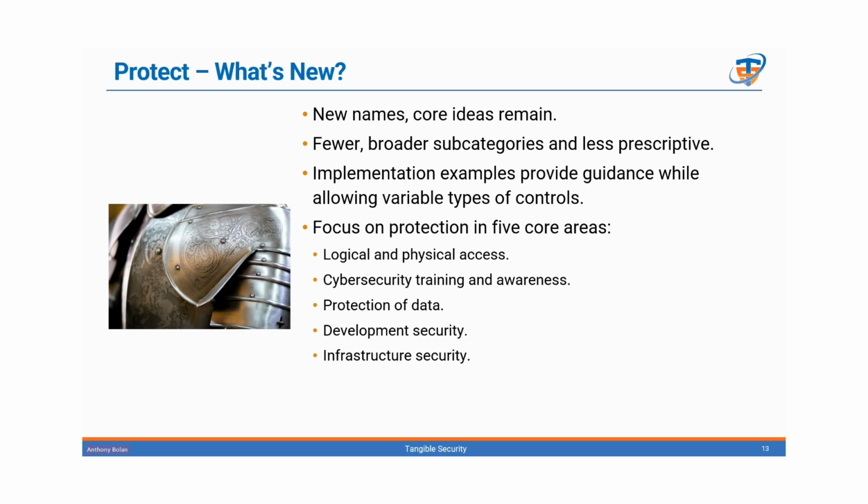We have logical and physical access. So again, this is everything from Active Directory groups, roles and permissions within AWS, whatever the case may be, but also things like your key cards, keys, however you access buildings, things of that nature. Awareness and training, which is absolutely crucial. We'll talk about that a little further as we go on too.